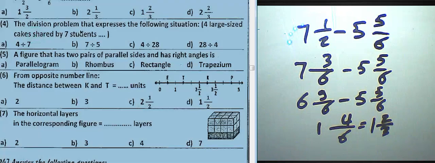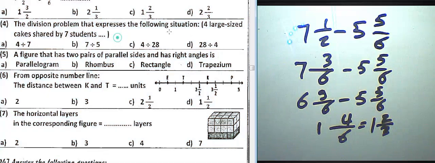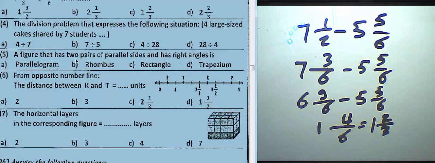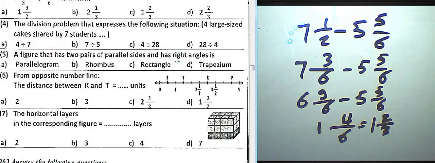Question 4. The division problem that expresses the following situation: 4 large-sized cakes shared by 7 students. It will be 4 divided by 7, because we divided 4 cakes by 7 students. 4 divided by 7. A figure that has 2 pairs of parallel sides and has right angles, we call it a rectangle. All angles are equal in measure. The measure of each one of them equals 90 degrees. It will be a right angle. Okay, so we must choose rectangle.